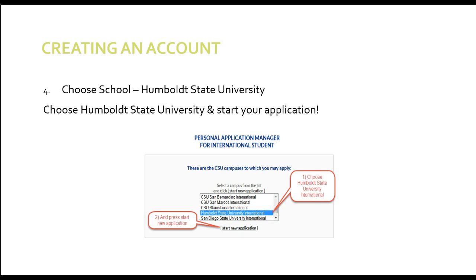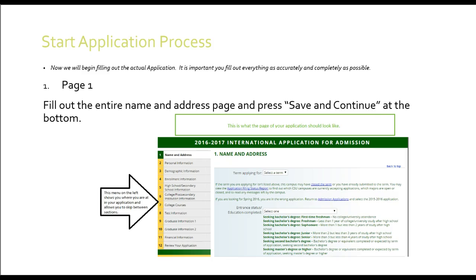Once you have provided your information, choose the school you will be applying for, in this case, Humboldt State University. Simply click on Humboldt State University International, then press on Start New Application. This is where the actual application process starts. It is important that you fill out everything as accurately and completely as possible.